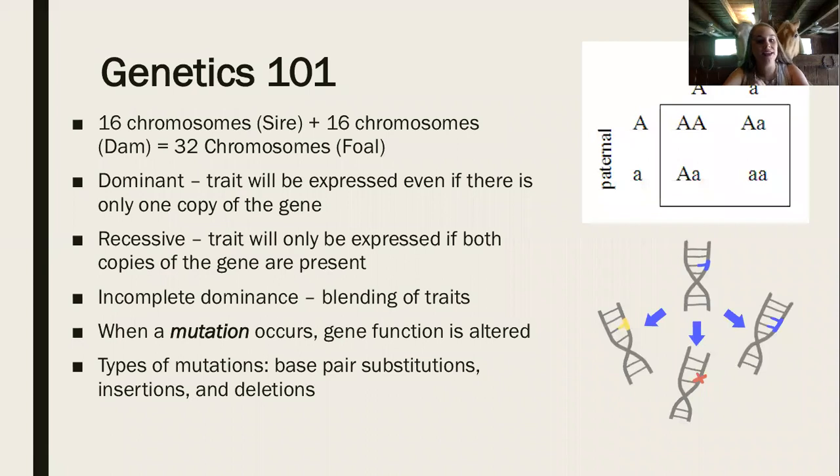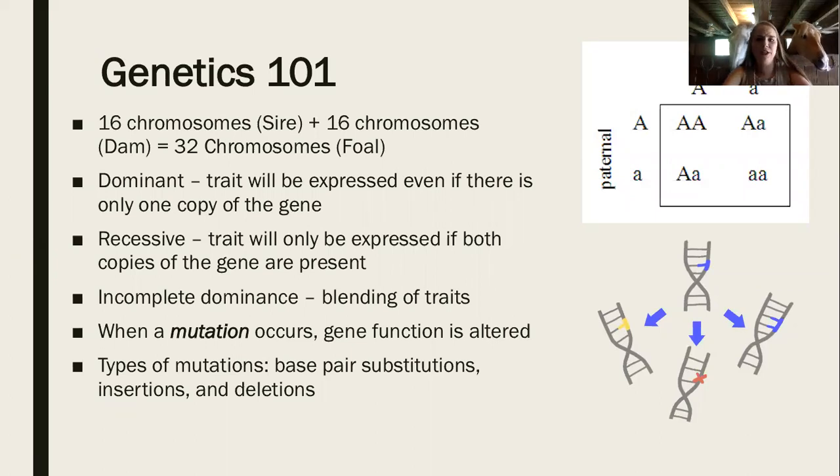Okay, so genetics. Of course, you have 16 chromosomes from your sire and 16 chromosomes from your dam to make the 32 for the foal that come together. So dominant means that this trait will be expressed even if there's only one copy of the gene. So 2 would obviously be expressed as well, but that trait will show. Recessive means that this trait will only be expressed if there's 2 copies of that recessive gene. So looking at the Punnett square, you can see that 3 of those combinations will show the dominant trait, but only 1 in the bottom right corner will show that recessive trait.